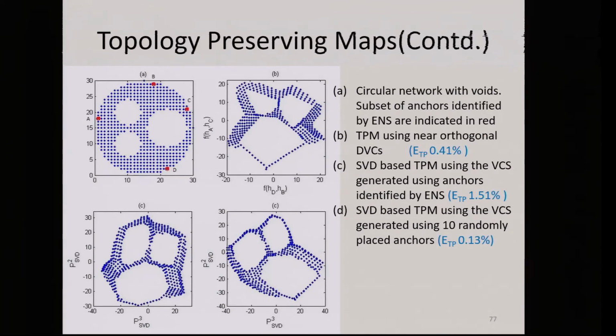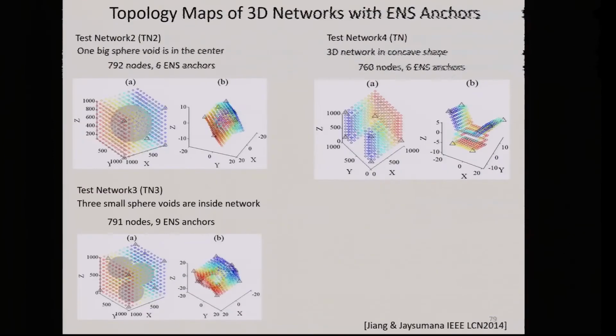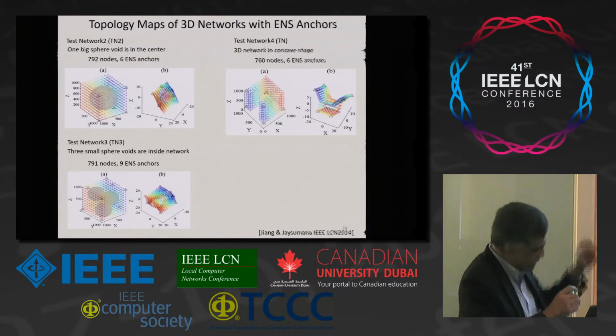This is a circle with 3 holes, 4 anchors, and so forth. In the process, we also came up with a heuristic for identifying anchors. Remember, I said identifying these anchors is a difficult problem. Actually, I think it's like an NP-complete problem, but we have a fairly good heuristic. For multiple networks, from that point on, we call it extreme node search anchor selection. We applied it to 3D. This was LCN 2014, and we create these graphs.